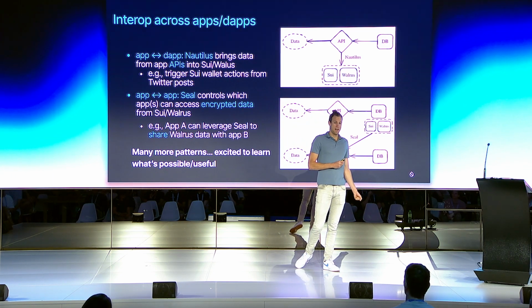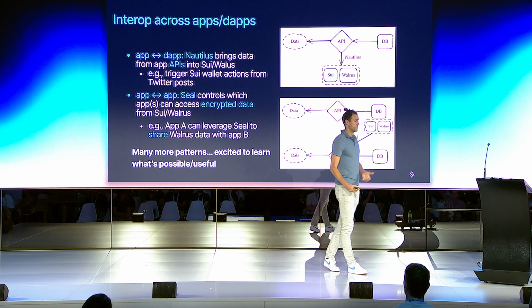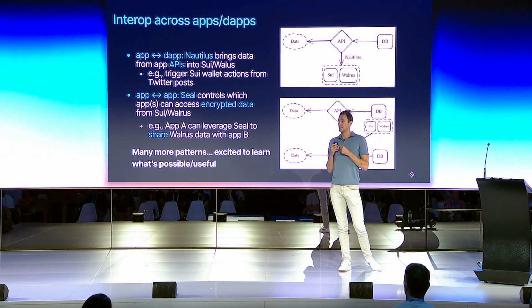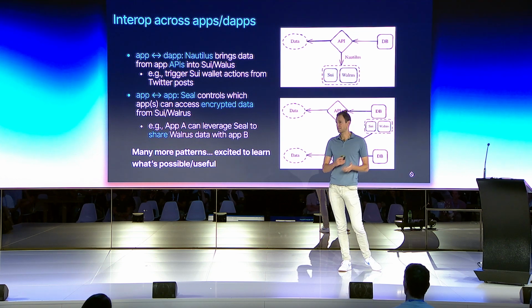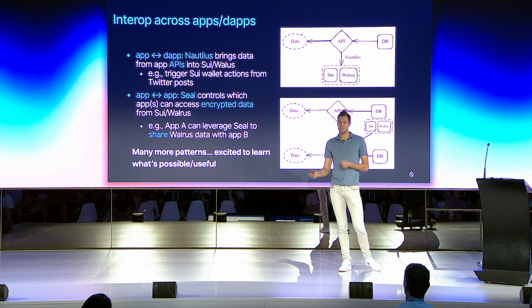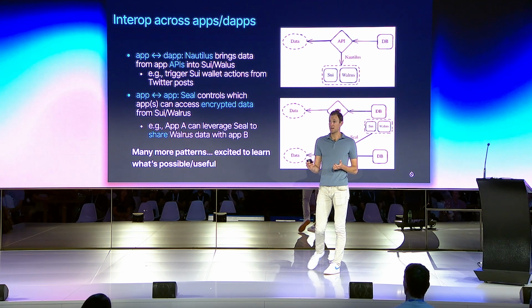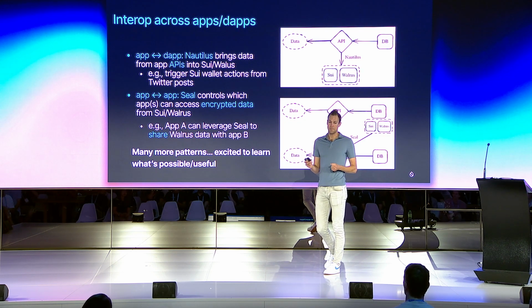Then for app-to-app interaction, if you have a conventional API and you have some data in your database and you have some data in Walrus, then you can use Seal to control which apps can access the data that's inside of Walrus and under what conditions. So you could do something like leveraging Seal to share data between app A and app B.